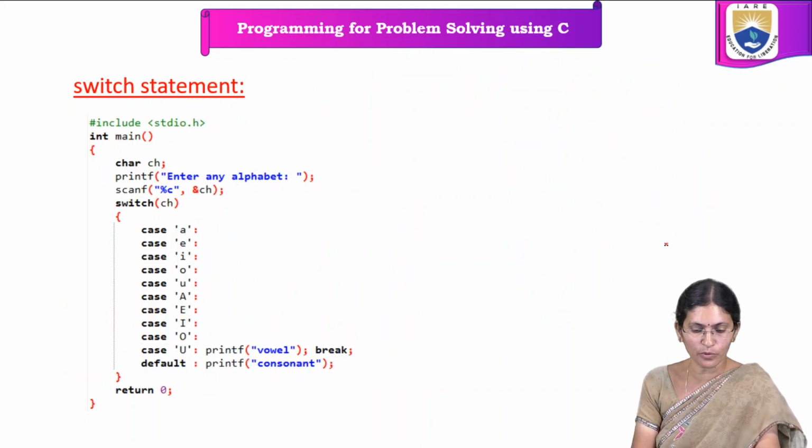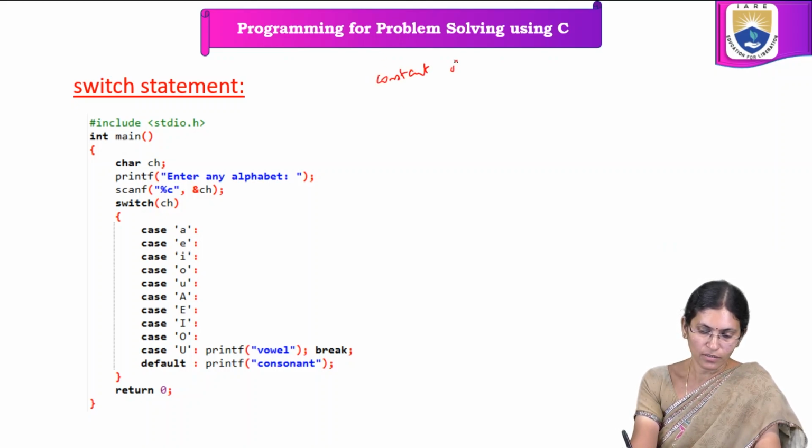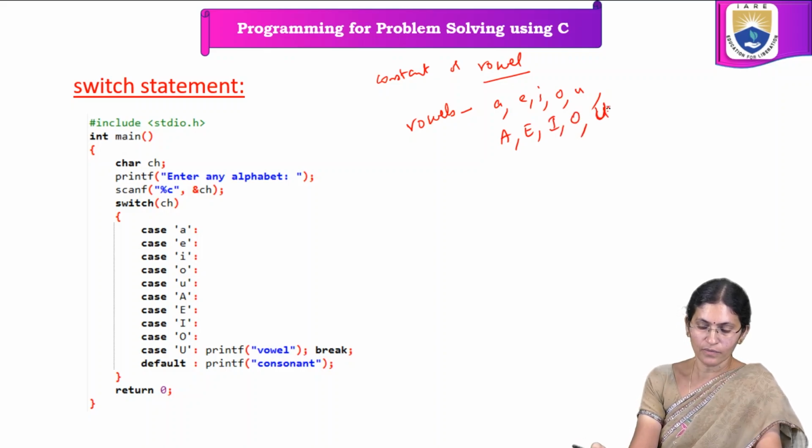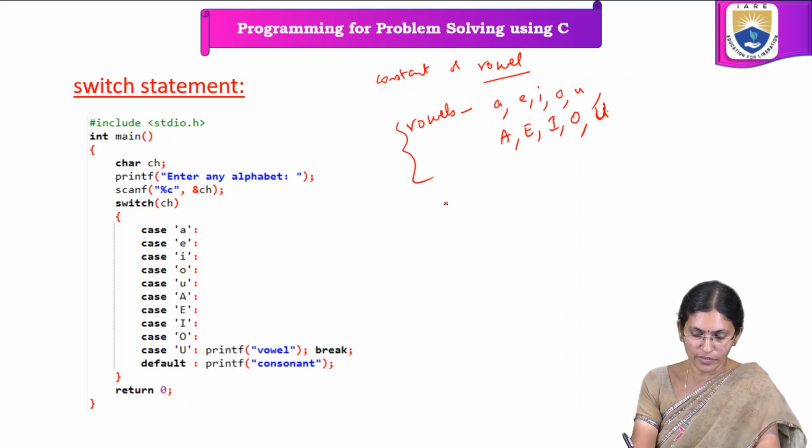So consider one more program where we need to check whether the given character is a consonant or a vowel. So we know that vowels are A, E, I, O and U. Or you can write a, e, i, o and u. So these are the vowels. So the remaining ones in the alphabet are all consonants.